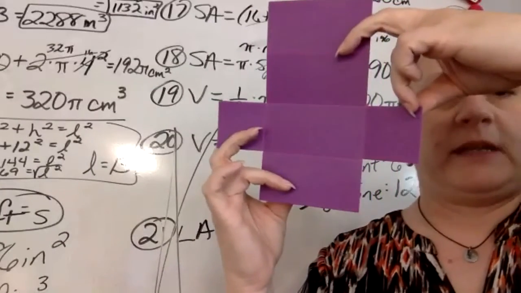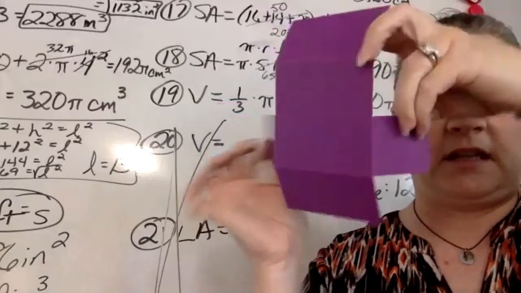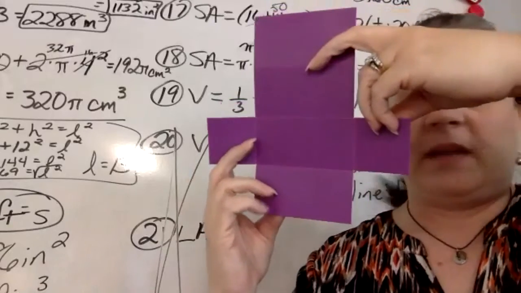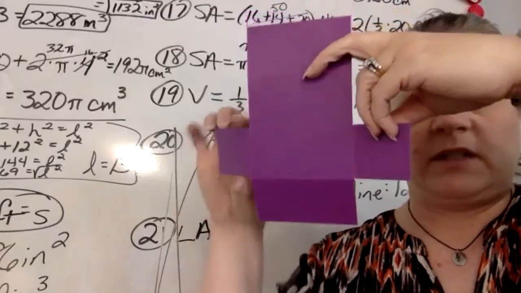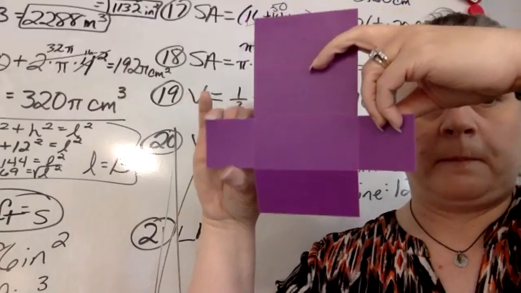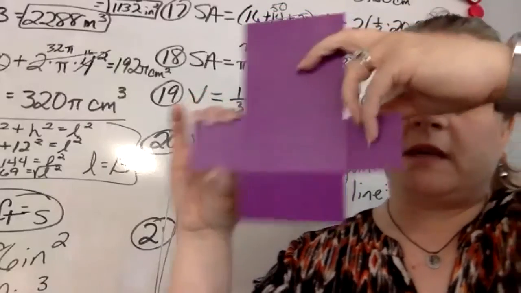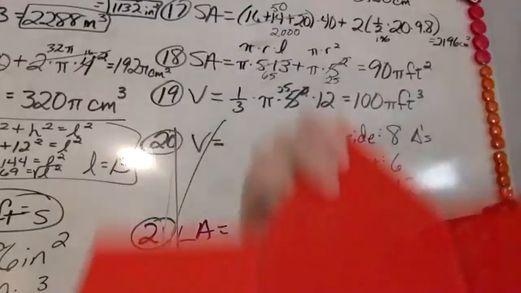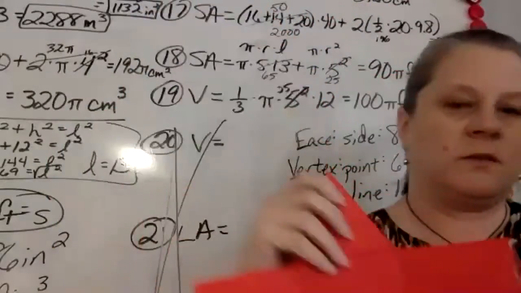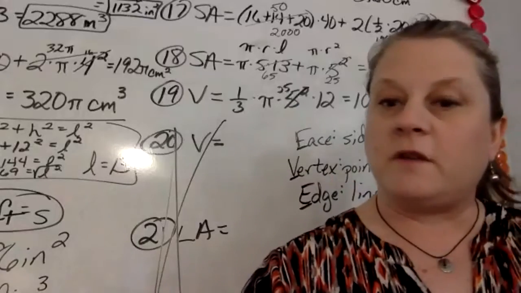This one is still a prism because it's got the two bases here, but it's not going to be triangular. What shape is this? A square. A square. So it's going to be a square prism. This one was a triangular prism. This one's a square prism. So you use that for number 2.